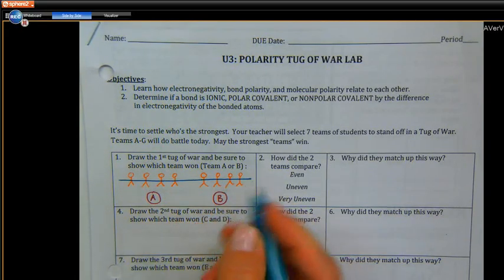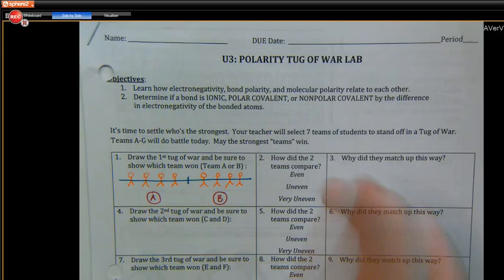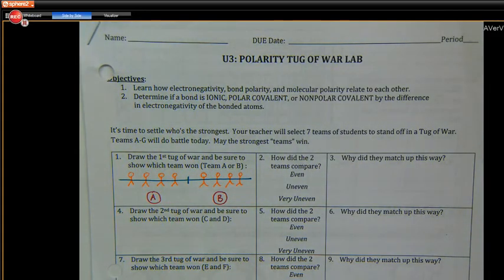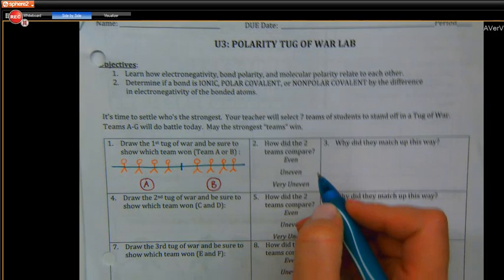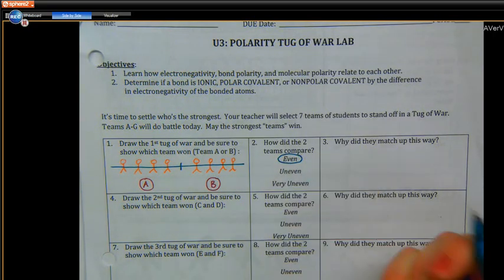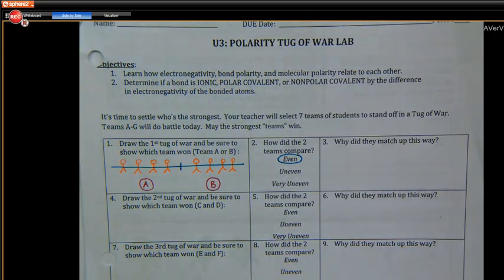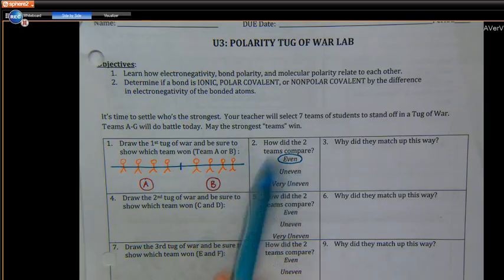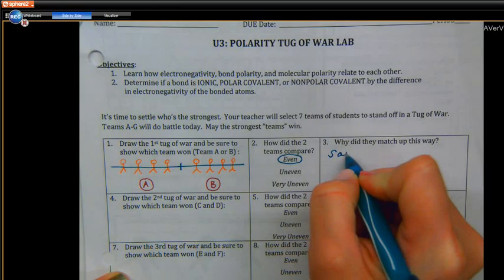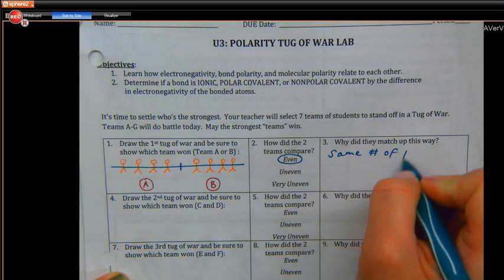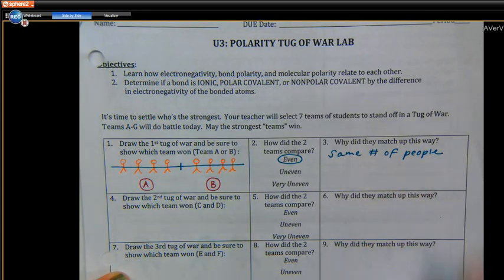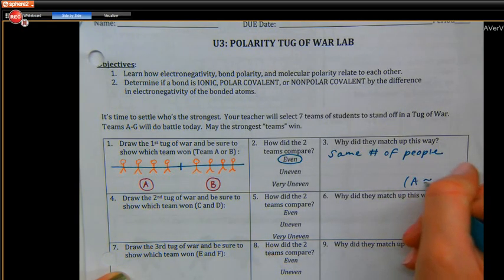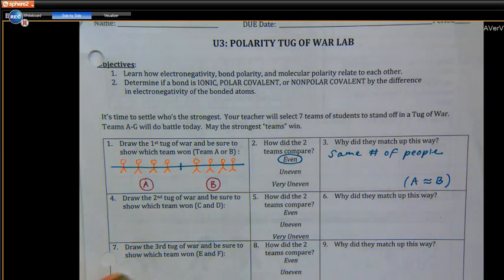If I've got 4 people on both teams and they are pulling evenly, that should make sense, right? You've got the same number of people on both sides, so they should be pulling relatively evenly, okay? We have the same number of people, so A is going to be equal or even with B. Now, in reality, if you had these 2 teams, maybe one team is going to be slightly stronger than the other, but they should be, for the most part, even.